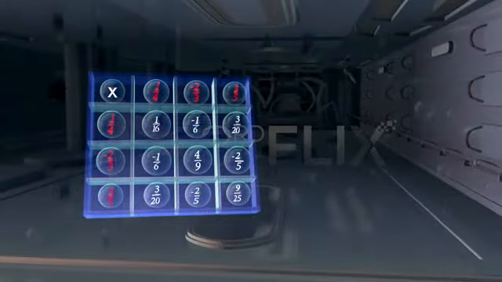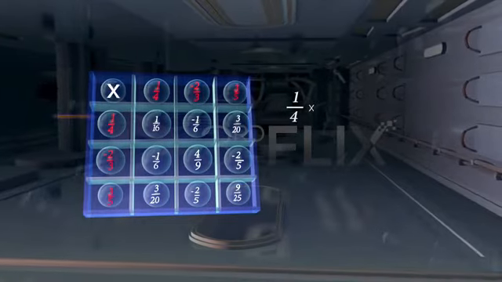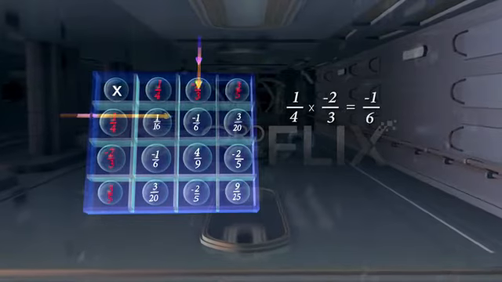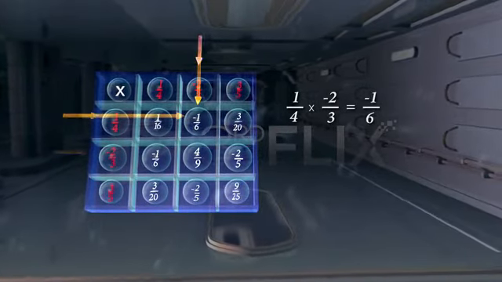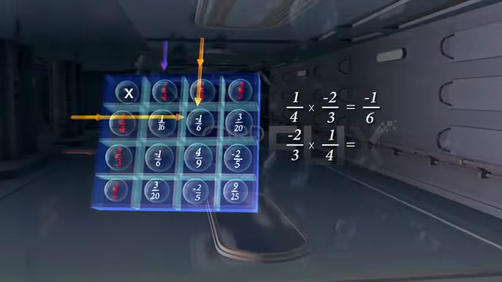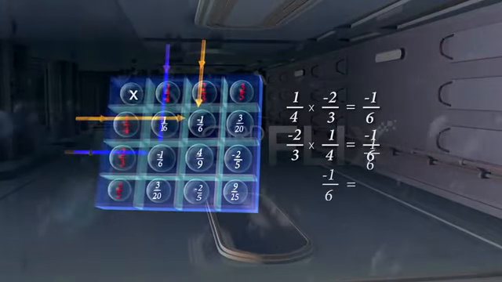Look at the table. 1 by 4 multiplied by minus 2 by 3 equals minus 1 by 6, and similarly, minus 2 by 3 multiplied by 1 by 4 equals minus 1 by 6.